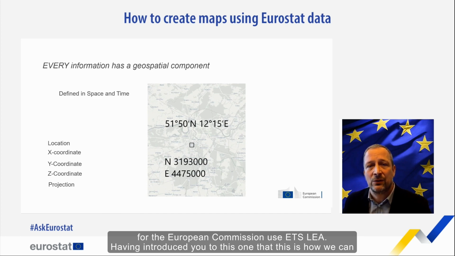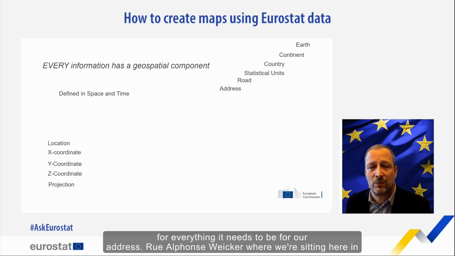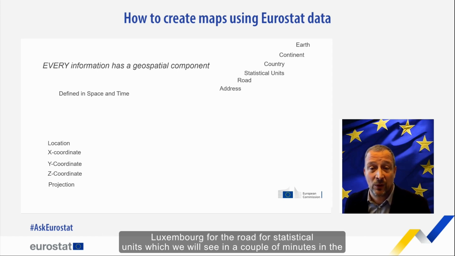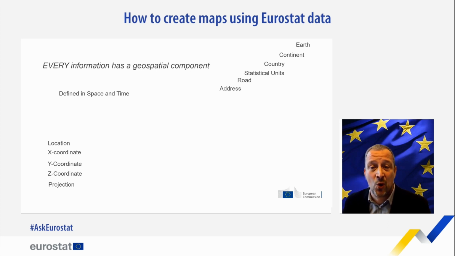Having introduced you to this one, that this is how we can describe our definition in space, I just want to run it past you that this is needed for everything. It needs to be for our address, Rue Alphonse Weicker, where we're sitting here in Luxembourg, for the road, for statistical units, which we will see in a couple of minutes in the image tool, which we're using for visualization, even for countries, even for continents, and even on Earth.